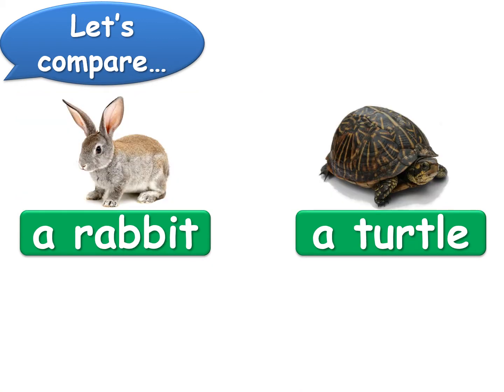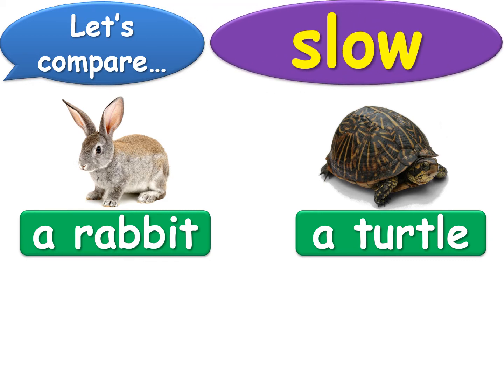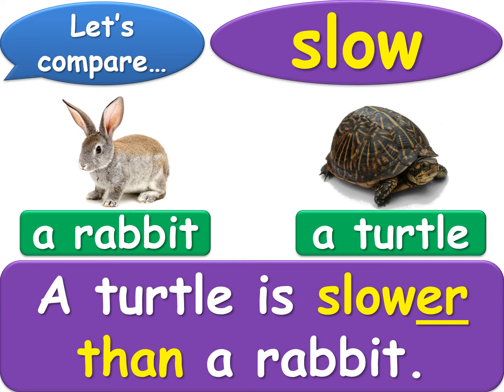Now I want you to try this one. Let's compare a rabbit and a turtle using the adjective slow. Can you say an answer out loud? How would you compare a rabbit and a turtle using the adjective slow? Okay, I hope you said something like this. A turtle is slower than a rabbit. So when we're comparing these two, we have to add ER to our adjective slow. And we also have to use than, THAN. A turtle is slower than a rabbit.